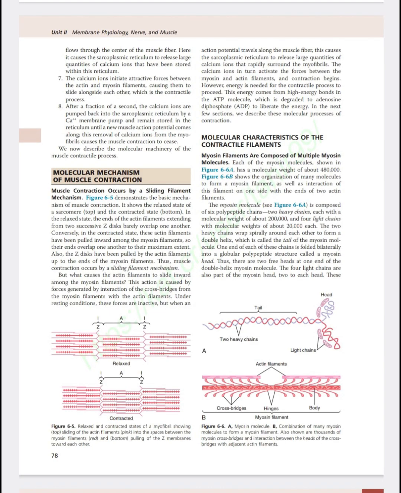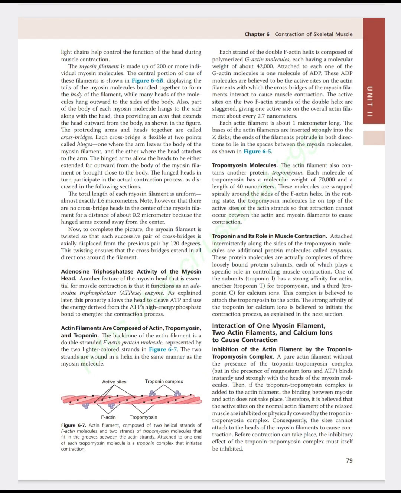This is important. Page 79, highlight this paragraph under the heading troponin and its role in muscle contraction. Attached intermittently along the sides of the tropomyosin molecule are additional proteins called troponin. These protein molecules are complexes of 3 loosely bound protein subunits that play a role in controlling muscle contraction. One of the subunits, troponin I, has a strong affinity for actin, another, troponin T, for tropomyosin, and a third, troponin C, for calcium ions. This complex is believed to attach tropomyosin to the actin. The strong affinity of troponin for calcium ions is believed to initiate the contraction process.